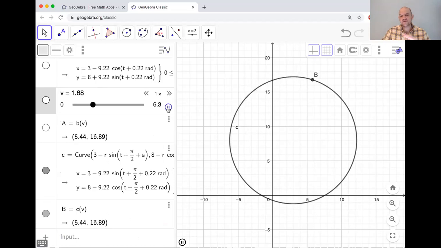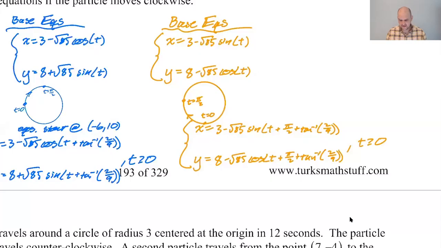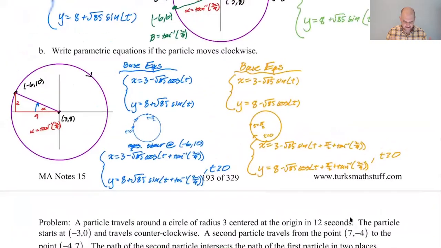So we got it. I did it two different ways because I wanted you to see that the base equation that you pick will determine what angular offset you need, but it's not unique. You can have different choices, and the different choices you make are going to determine your offset and everything.